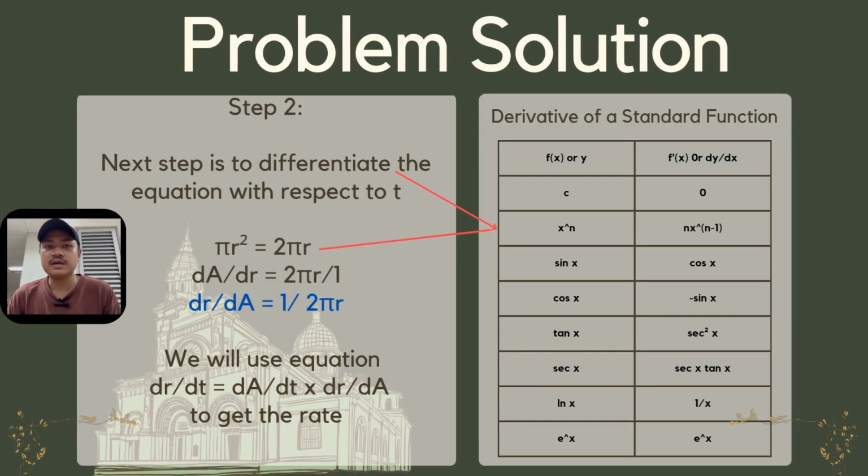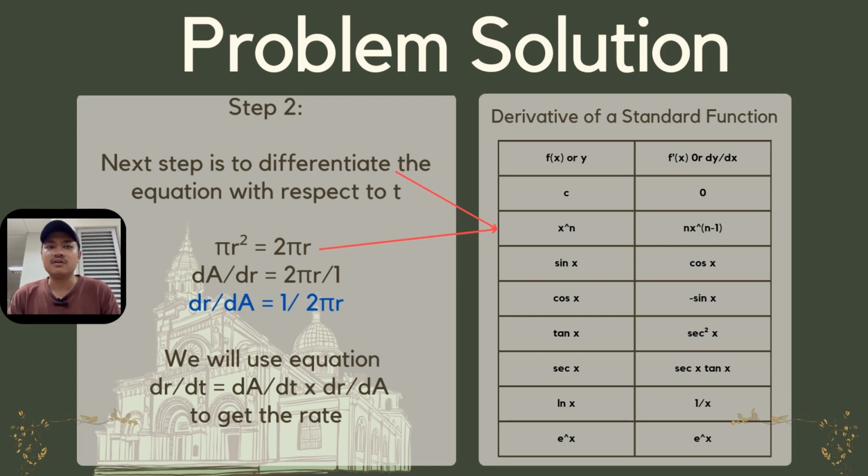Step 2 is to differentiate the equation with respect to t, which is time. The derivative of pi r square is 2 pi r. We do this by referring to the table of derivatives of a standard function, replacing x square with r square in x to the power of n, and the answer will be 2 pi r since we minus 1 from the power of r square, but also bring the power in front, turning it into a multiplication of r. These steps are exactly as shown in the table, which is n x to the power of n minus 1.